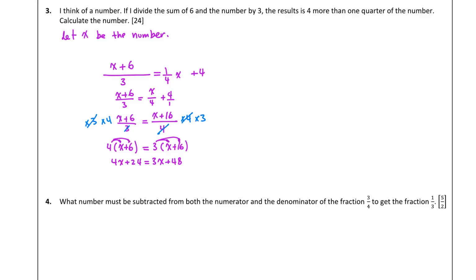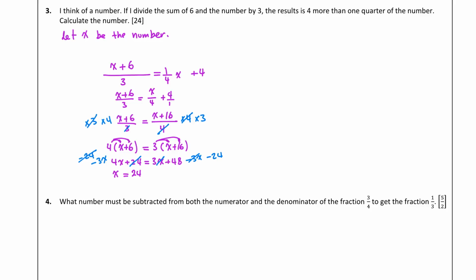So now I will subtract 3x from both sides, so I can cancel out the 3x on the right hand side. And I will subtract 24 from both sides, so I can cancel out the 24 here. When I do that, I get 4x minus 3x on the left hand side, which gives me x. And I will get 48 minus 24 on the right hand side, which gives me 24.